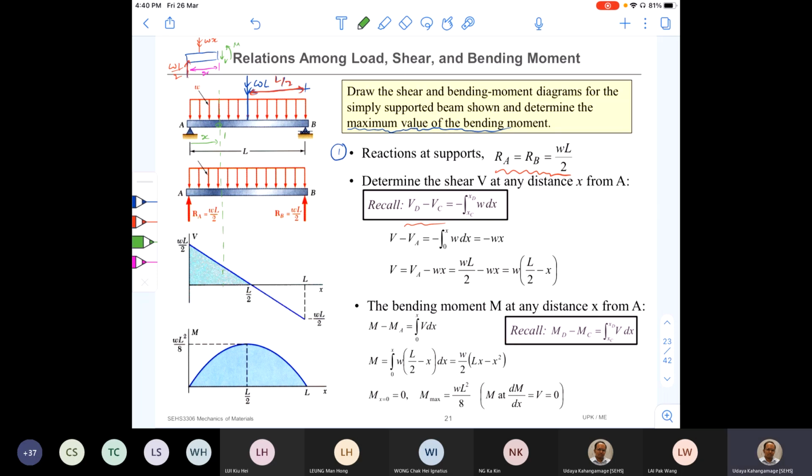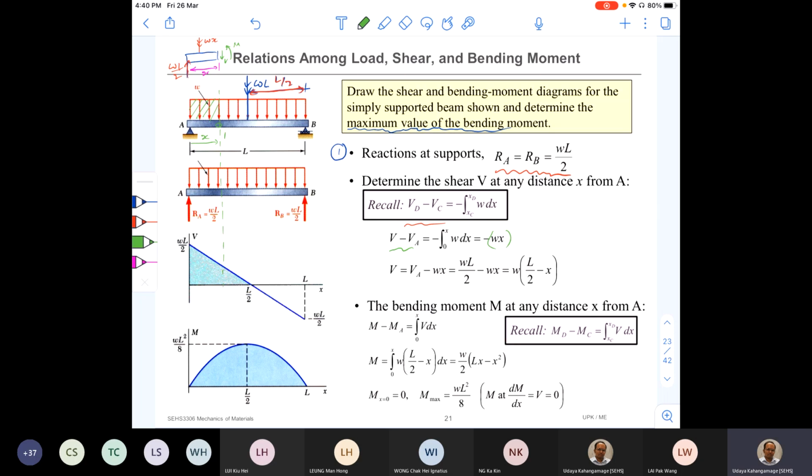Okay, so if you want to find out the shear force V, we know the variation of shear force between point 1 and A: V minus VA should be equal to the negative of the area under the load curve, this area. So that is w times x.